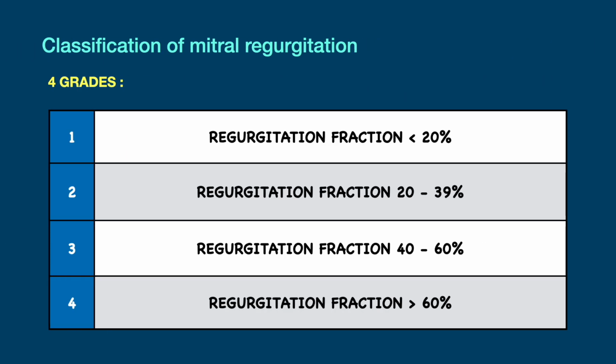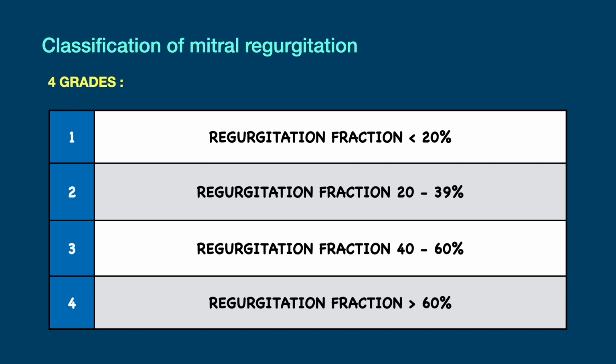Now let's take a look at the 4 grades of classification of mitral regurgitation. Mitral valve insufficiency can be divided into 4 grades, just like aortic valve insufficiency, depending on their regurgitation fraction. Grade 1 is defined as regurgitation fraction of less than 20%. So there's little contrast agent entering the left atrium and it's completely excreted again in the systole. Grade 2 would be regurgitation fraction 20 to 39%. The left atrium fills up completely but is weakly opacified after several heartbeats with a contrast agent.